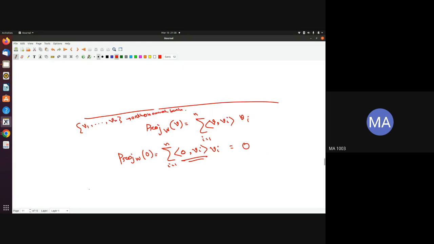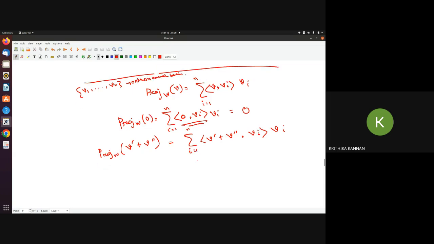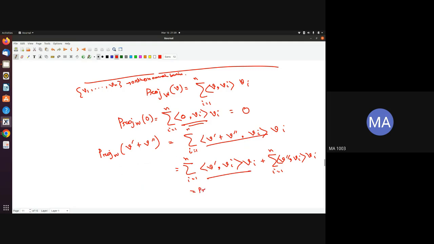Correct. What about the projection of the sum of two vectors? You write it as the summation of the inner product of v prime plus v double prime with vi, times vi. We should write v prime and v double prime, because we have already used v1, v2. Because of the inner product, you can split that, which gives you T of v prime plus T of v double prime. For each i, this will split up. So the first one is the projection of v prime, and the second is the projection of v double prime. Clear? Yes.